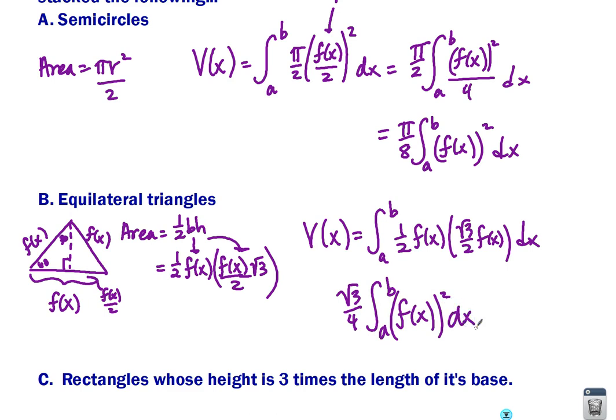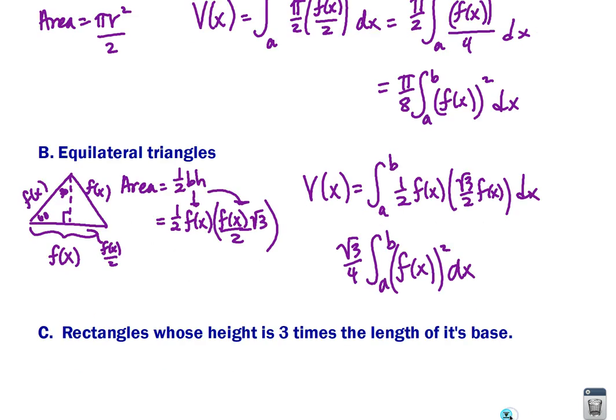If you wanted to, every time, you could work this whole thing out, or you can have these memorized. These are common formulas. Semicircles and equilateral triangles are very common cross sections that we will use. So you can memorize those if you want to figure out how to find volume.